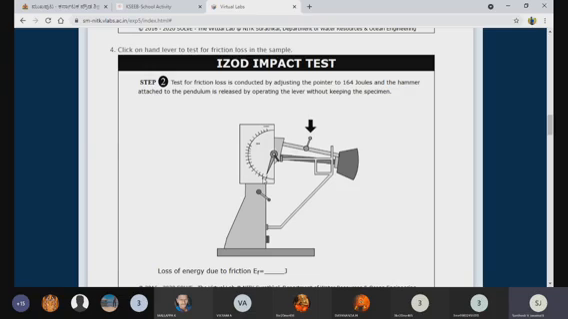Am I audible? Hello? Yes, sir. Yes, sir. Yes. Already there are two. Already, when we release without a sample, at that time the pointer of the pendulum shows one division. So that is 2 joules.